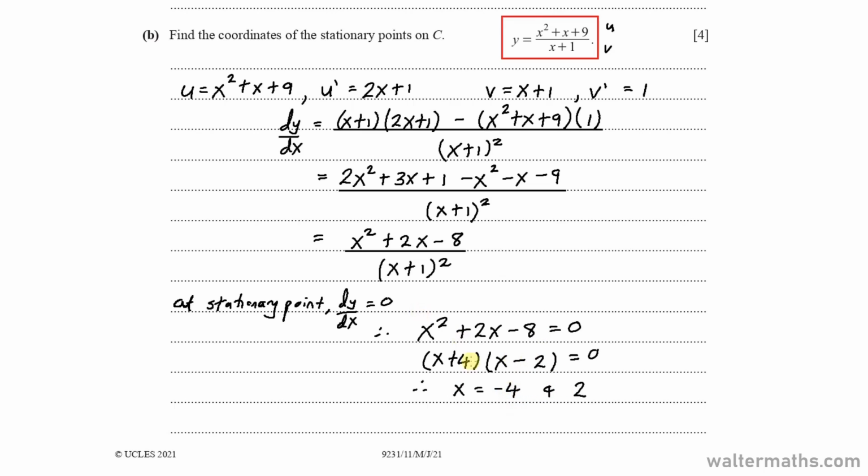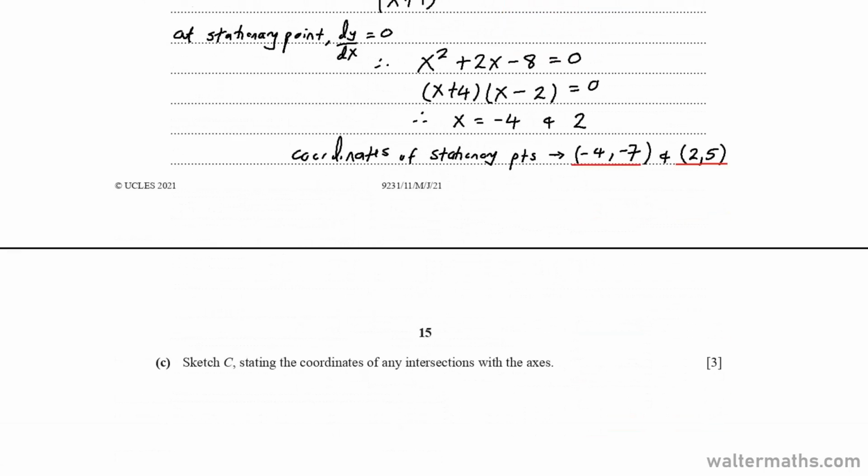Now, we also need to know what the corresponding y values are. It means that we will need to substitute minus 4 into the equation here of y. And if we do, we'll eventually get the coordinates of the stationary points to be, when x is equal to minus 4, y should come out as minus 7. So that's minus 4 and minus 7. And if x is equal to 2, substituting into the equation here of y, we get the value of y to be 5. So that's 2, 5. So these two are the coordinates of the stationary points. Let's move on to part C.